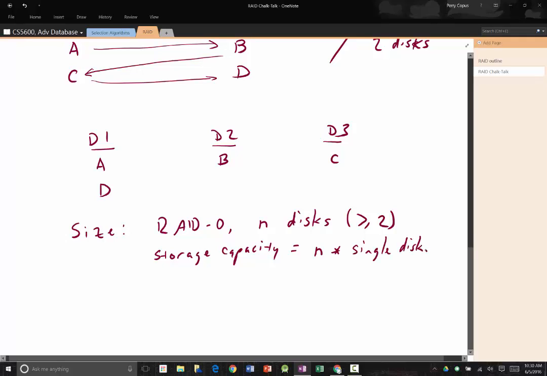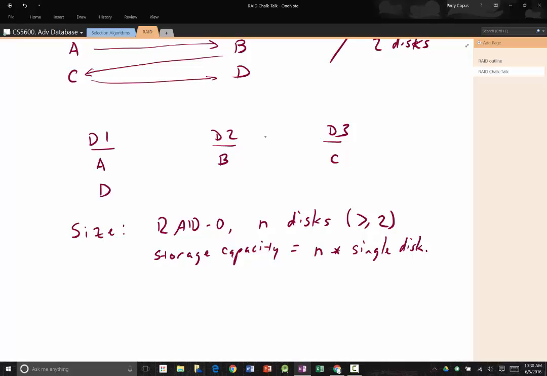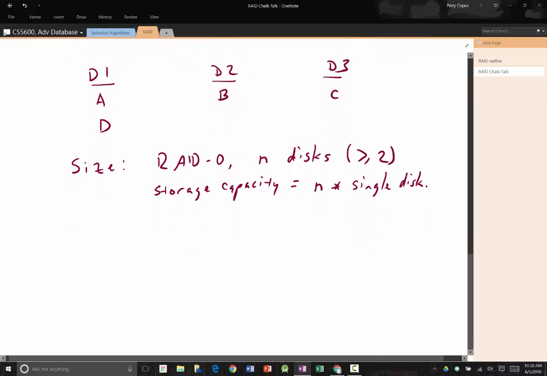This is very trivial, right? Disk 1, disk 2, disk 3, if those were all 1 terabyte disks, my storage capacity is now 3 terabytes. You see that? So size, I just multiply it times the number of disks in the array. Very easy. So I've tripled the size if I have a 3-disk array.